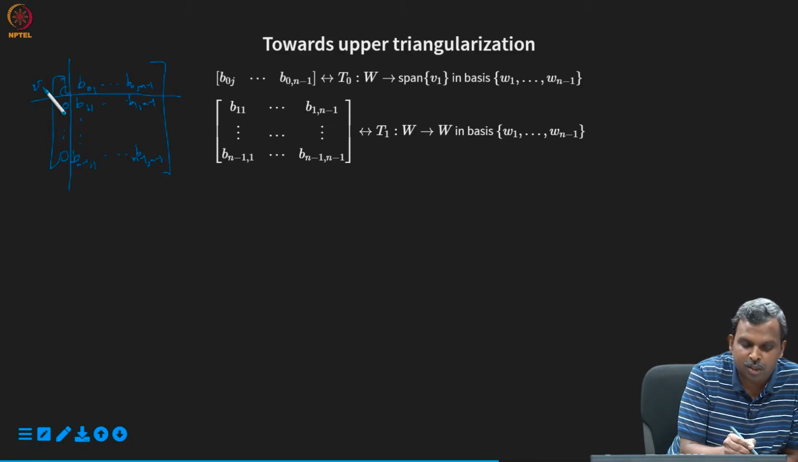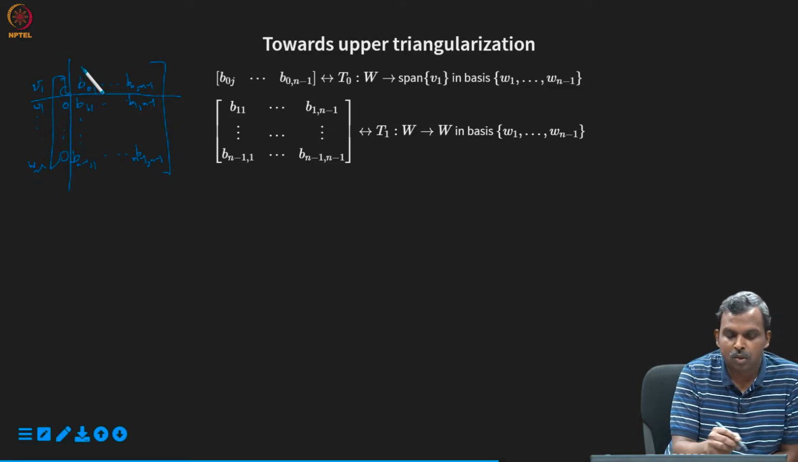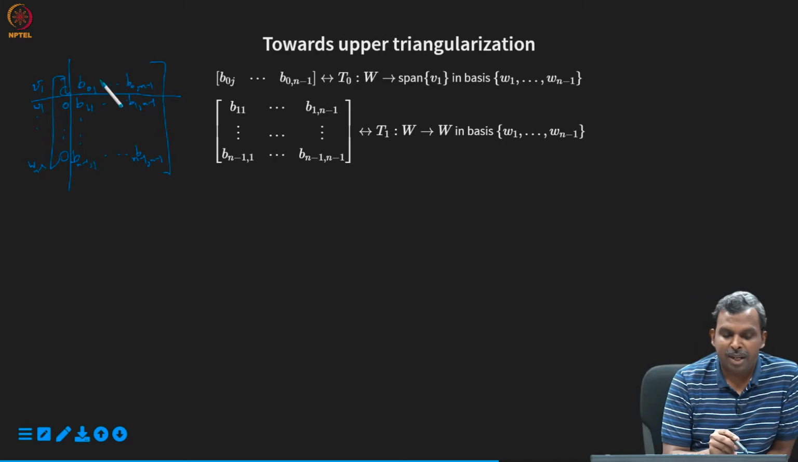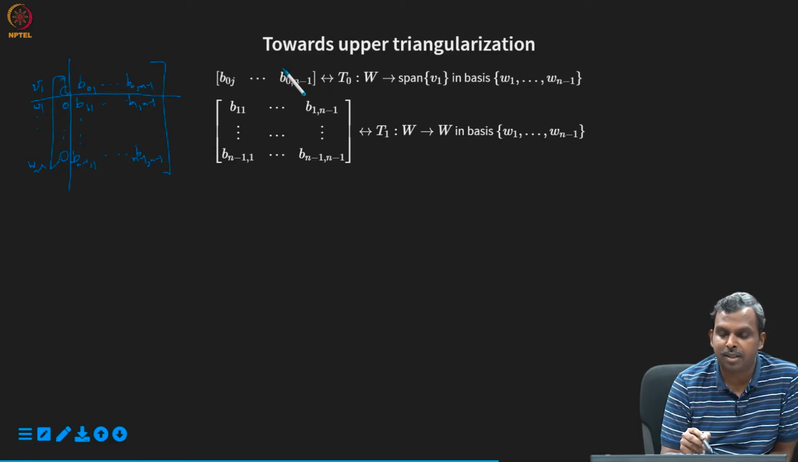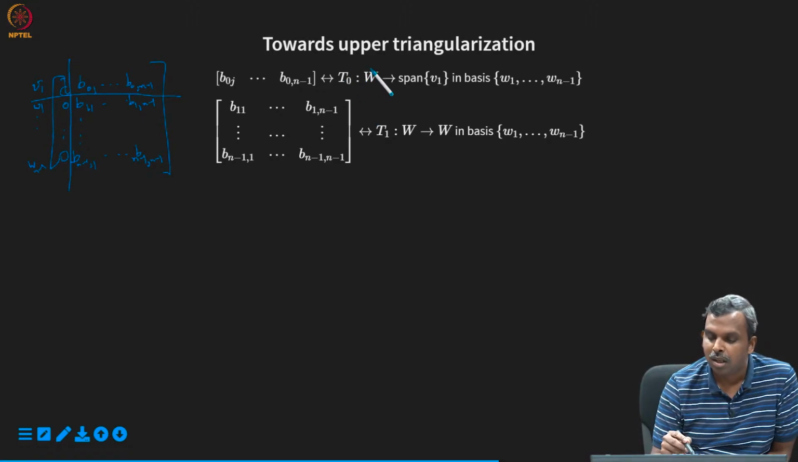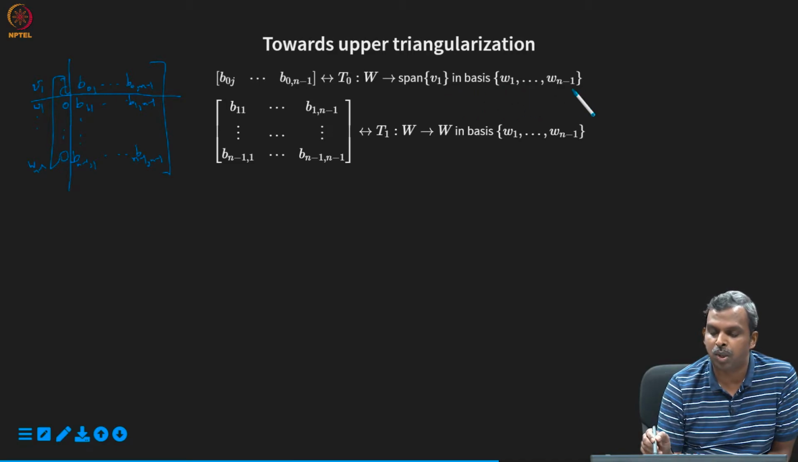So this corresponds to V1, and these are all W1 to Wn minus 1. So I'm thinking of this matrix like this. I'm taking the top part, B0j to B0 n minus 1. This is a 1 by n minus 1 matrix. I'm going to think of this matrix as representing some operator T0, let's say, from W to span of V1, in the basis W1 through Wn minus 1.